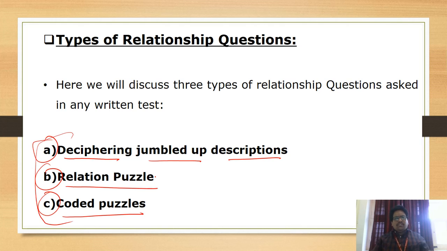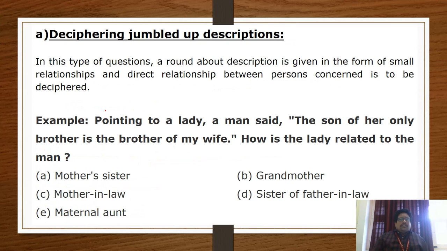So don't get confused with all the names. It's just good to have the names in mind. If you don't remember, it doesn't matter because names are not important. What matters is how you solve the question. So first, deciphering. Ciphering is nothing but coding. Deciphering is decoding. Jumbled up means mixed description. That's it, simple. Now, first one, deciphering jumbled up description.